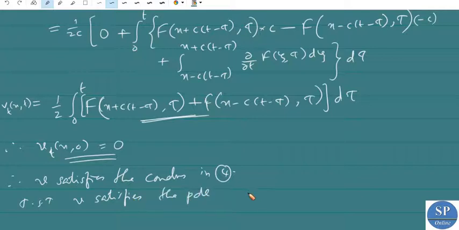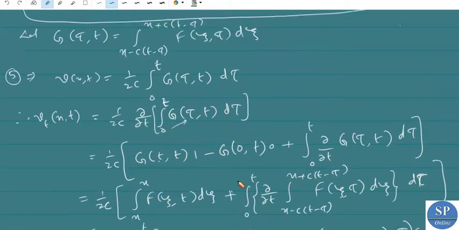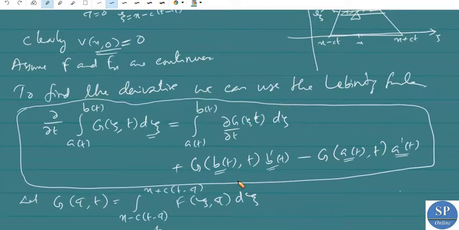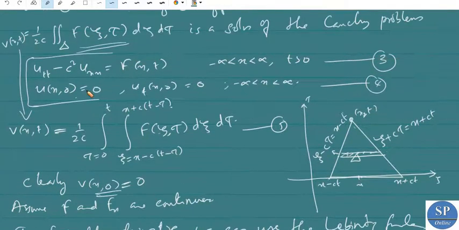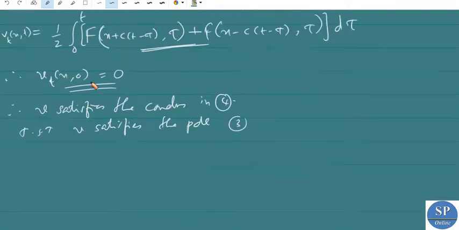Now we have to show that this v satisfies the PDE 3. That is, we have to show that vtt minus c square into vxx equals f of x comma t. We have to show this. Okay. So for that we need to find vtt and vxx, right? So now to find vtt, we have to differentiate once again this vt with respect to t.